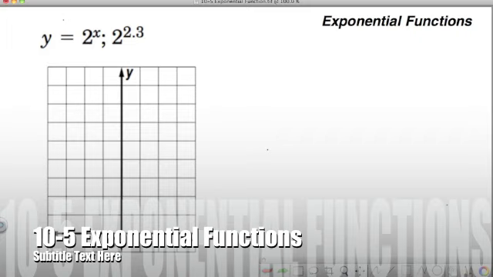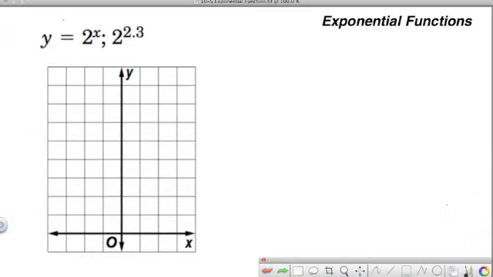So right over here we have y equals 2 to the x power, and that is our function. Right next to it, after the semicolon, we have 2 to the 2.3 power, which we have to find out where that crosses the y-axis.